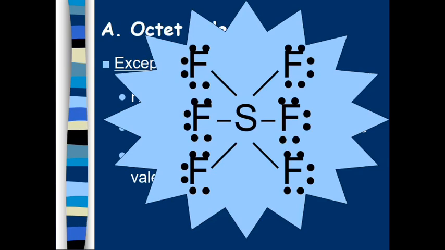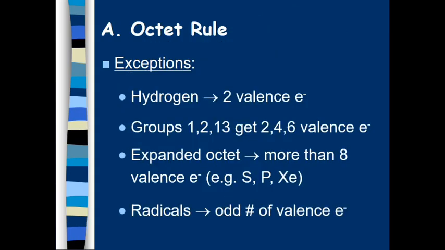Again, you'll learn these. The last exception is radicals. This is where you have an odd number of valence electrons. I can tell you right now, whether it's classwork, homework, quiz, test, I will never give you a radical. So one of our steps is counting valence electrons. If you ever come up with an odd number of valence electrons, you have done something wrong because I will not give you a radical.